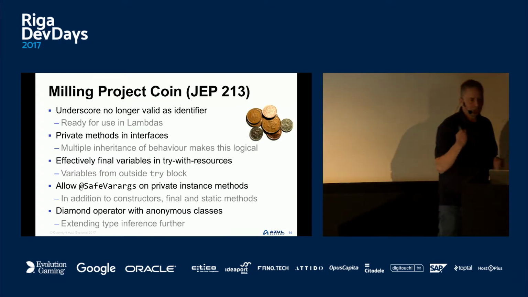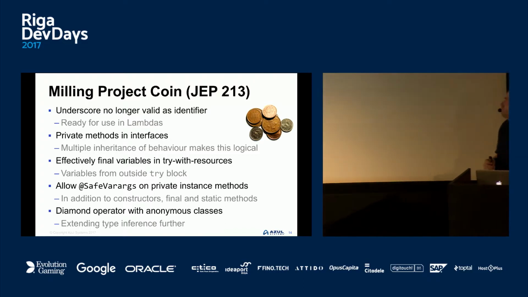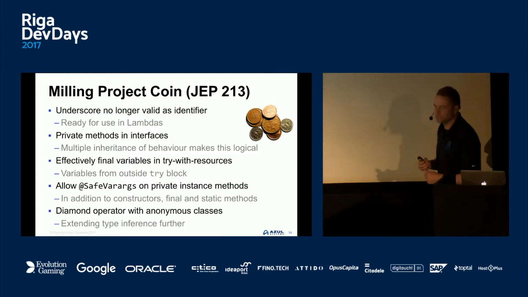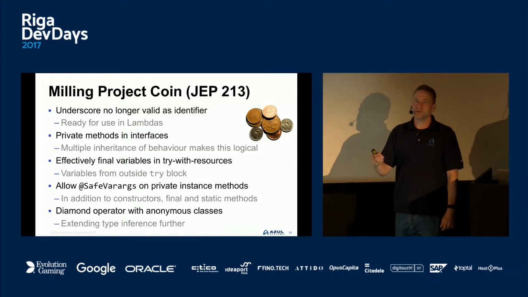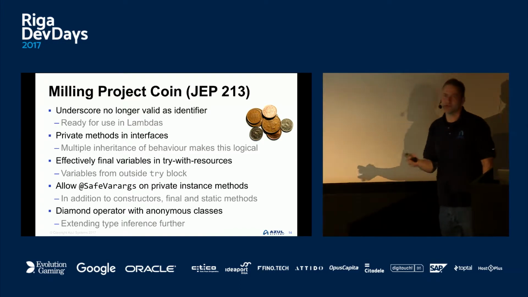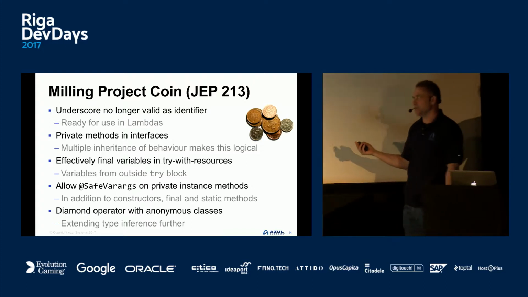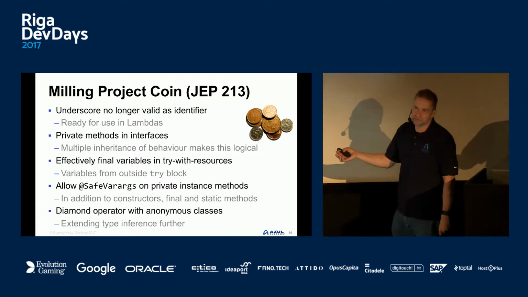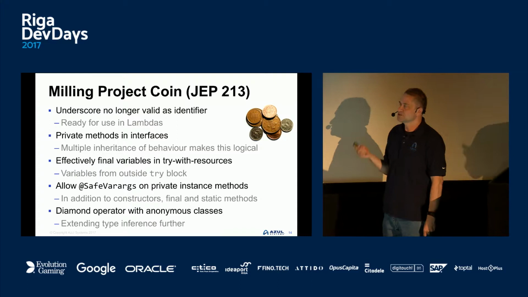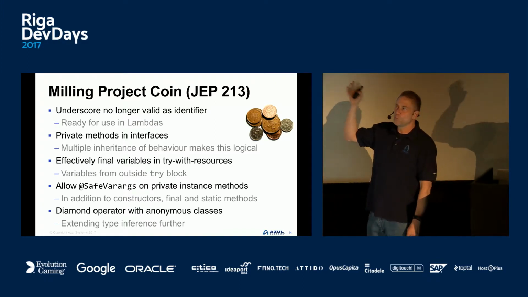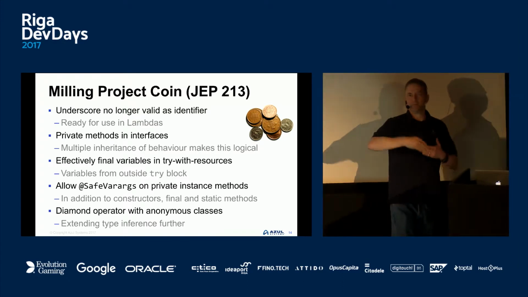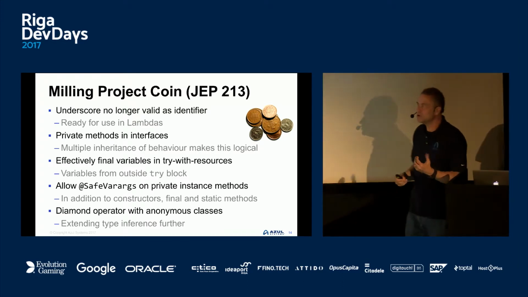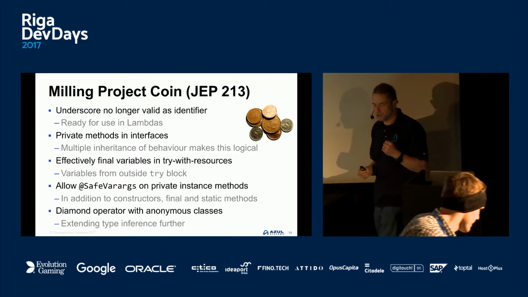Project Coin. Project Coin came along in JDK 7, if I remember rightly, and that added a few small features to the programming language. So this was things like strings in switch statements, the try with resources way of doing things, various things like that. And what's happened in JDK 9 is that Project Coin has been extended a bit. So there are a few more small changes to the language.